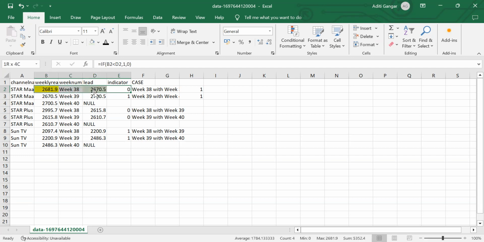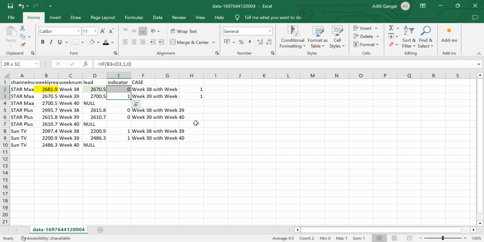Everyone understood this 0 here? Yes or no in the chats? Correct? Understood 0 here? Okay. Now, here we are comparing week 39 with week 40. It is increasing. So this is 1, correct?